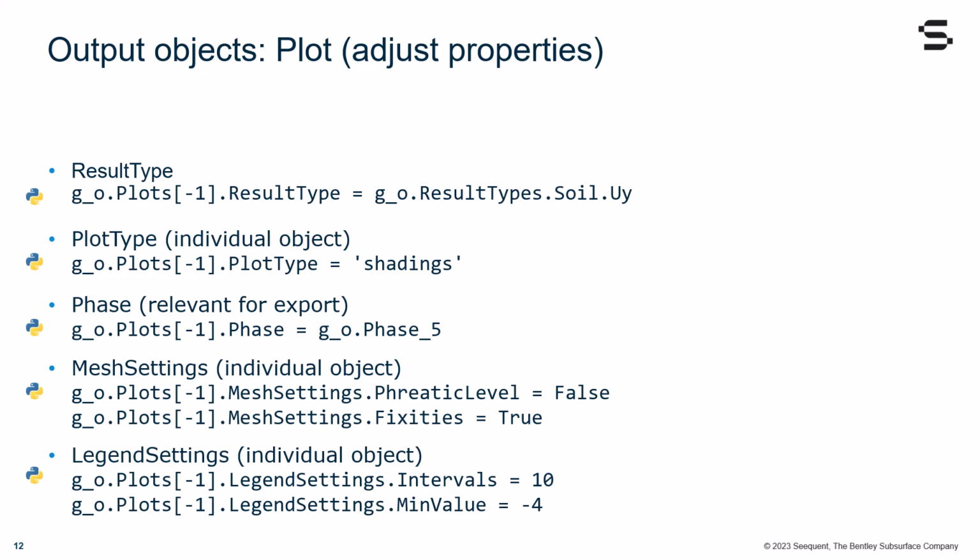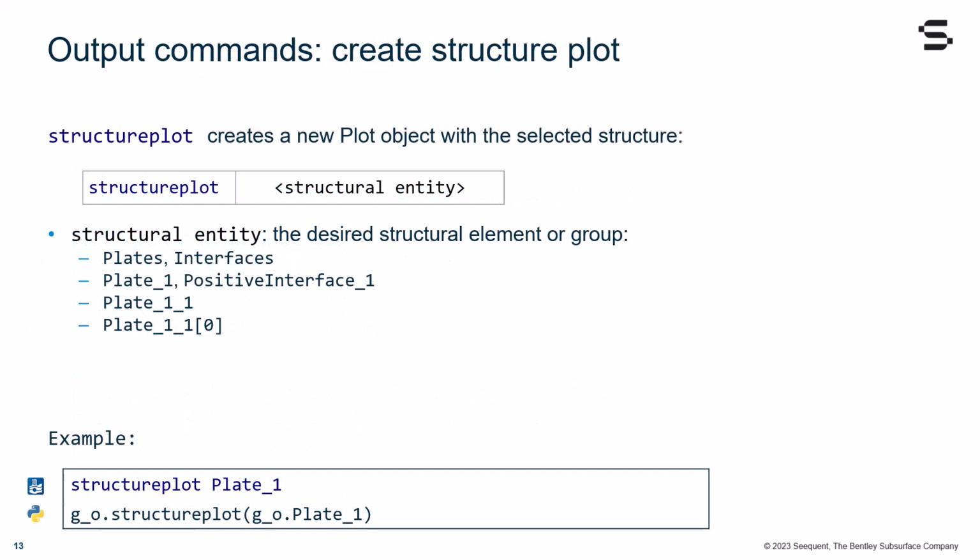go.resulttypes.soil.uy. The same goes when wanting to set up the plot type to shadings, or setting the face object to face 5. Configuring the mesh settings and the legend settings is done in a similar way. Even though the soil or rock results are the first to inspect, PLAXIS offers many options for structural objects too.